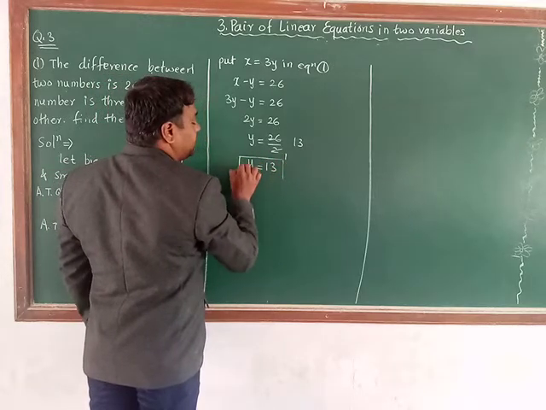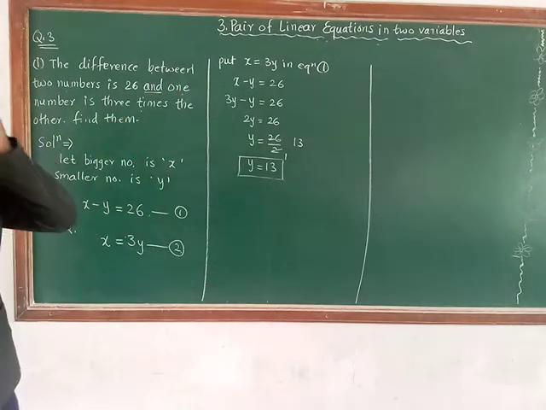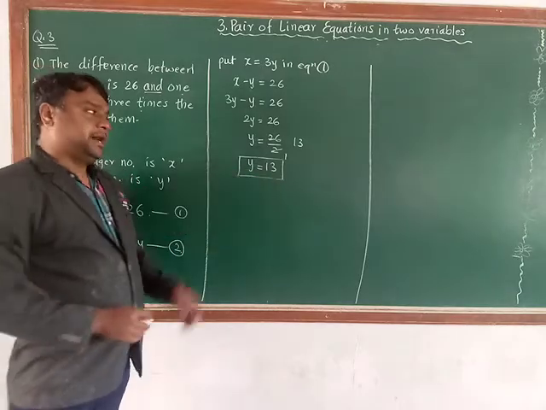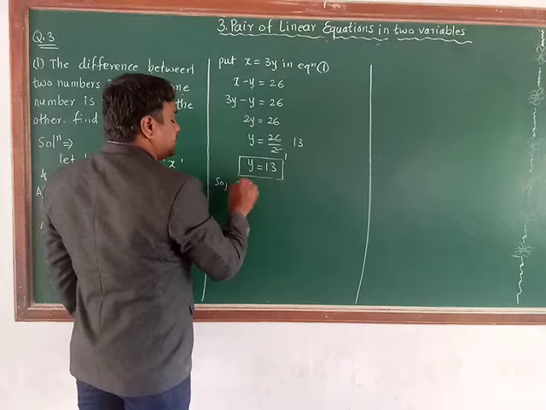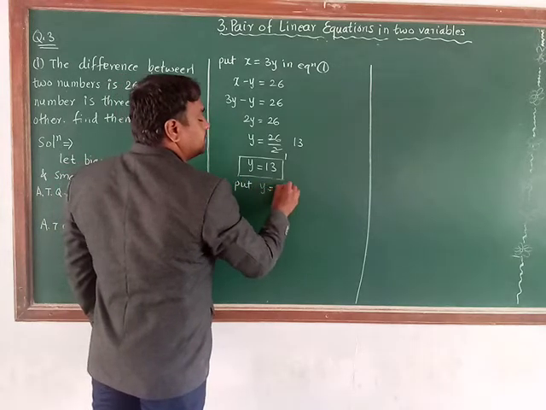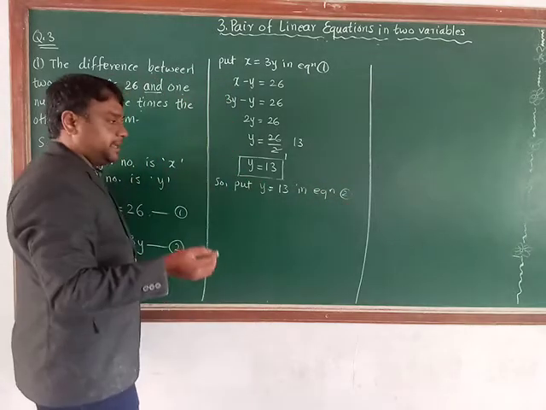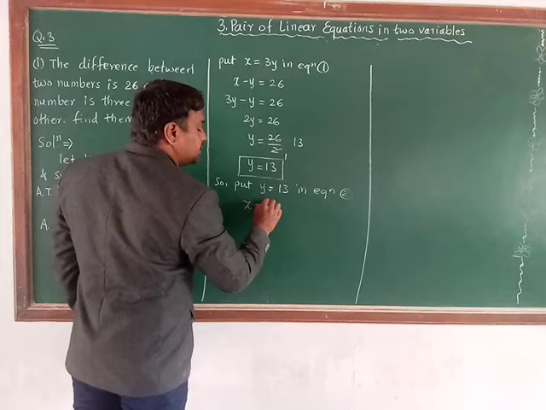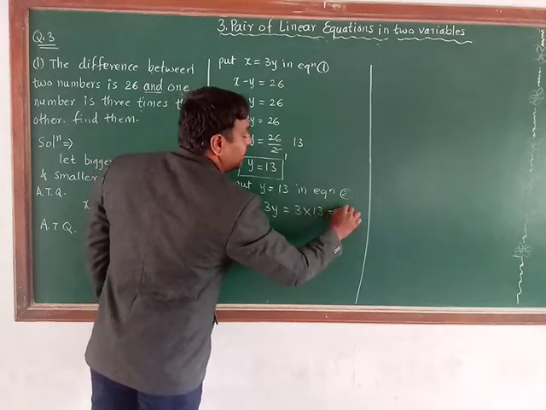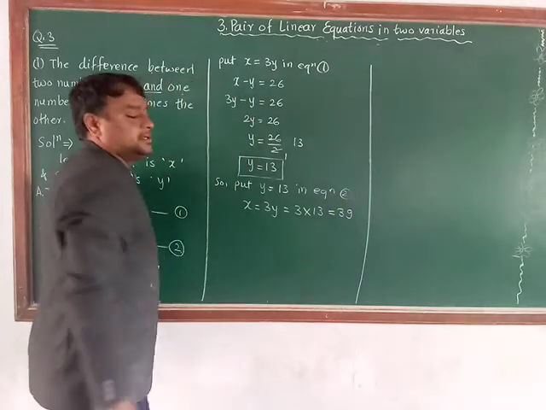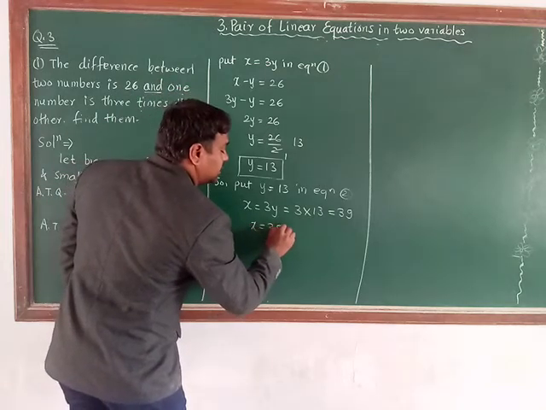So that means the smaller number is y, that is 13. By this value we can find out the value of x also. So put y is equal to 13 in equation second. So we can find out the value of x. That is, x is equal to what? 3y. So here we can put the value 3 into 13. That is 39. 3 3s are 9. So here we got the value of x is also 39.